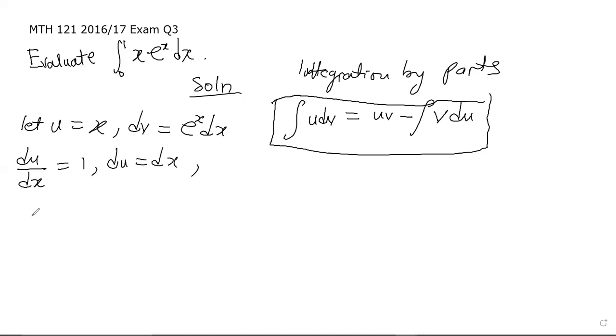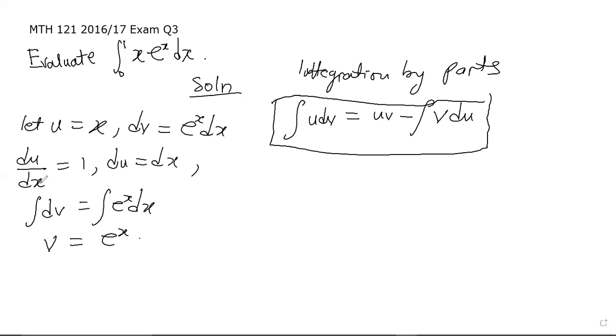Now dv equals e raised to the power of x dx. That means if you take the integral of both sides, you find that v equals what? If we integrate e raised to the power of x, it will still give you e raised to the power of x. So I've gotten my u, my dv, my du, and my v. What is left now is to properly input them into this formula and see what it gives.